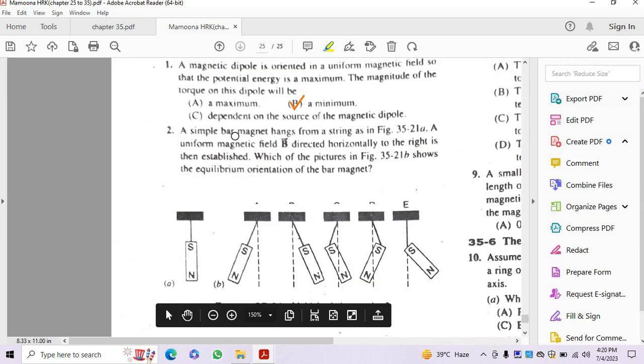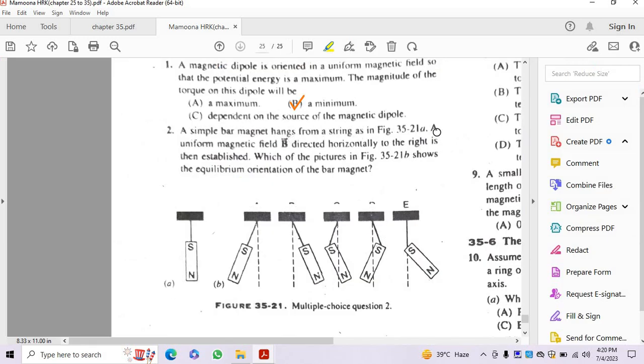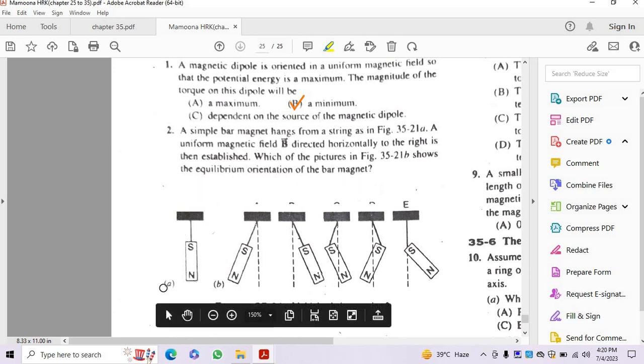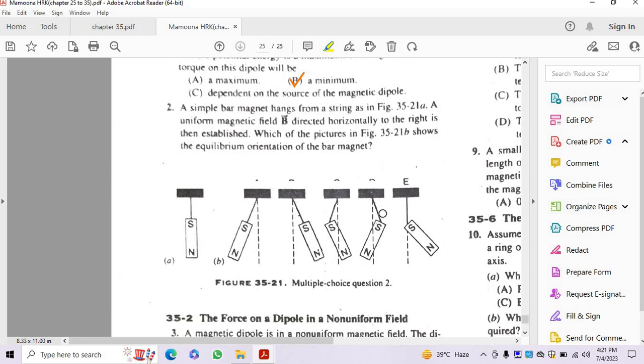Now question number 2 is, a simple bar magnet hangs from a string as shown in the figure. A uniform magnetic field B directed horizontally to the right is then established. Which of the pictures shows the equilibrium orientation of the bar magnet? So in the diagram, the first one, A, has no application of magnetic field, but in the B diagram the magnetic field is applied in this direction horizontally. So what would be the equilibrium position for this bar magnet from A, B, C, D, E? We have to select only one option.